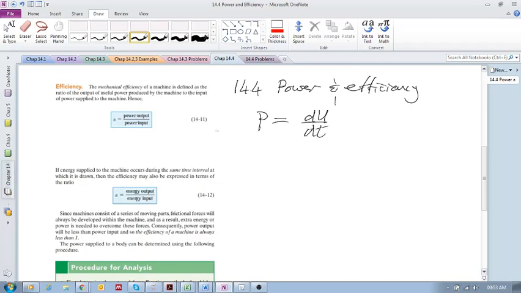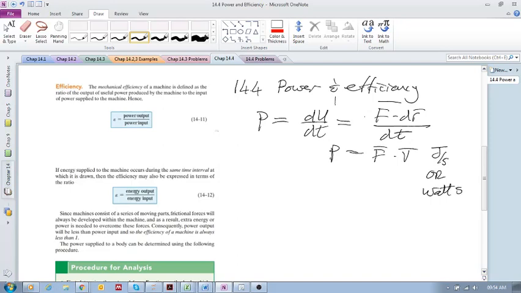It's the amount of work, it's the rate at which work is done. And we saw that if we look at dU, we know that it's F dot dr divided by dt, and we know that this becomes F dot v. So power is force times velocity, and it is joules per second, or watts. Those are the units. So that was the background. It's the rate at which work is done.